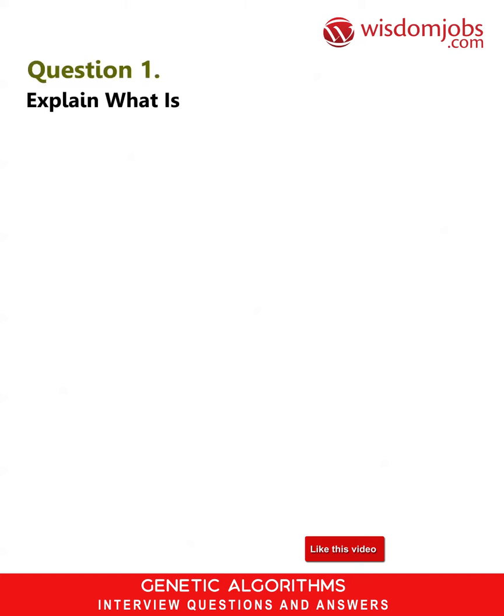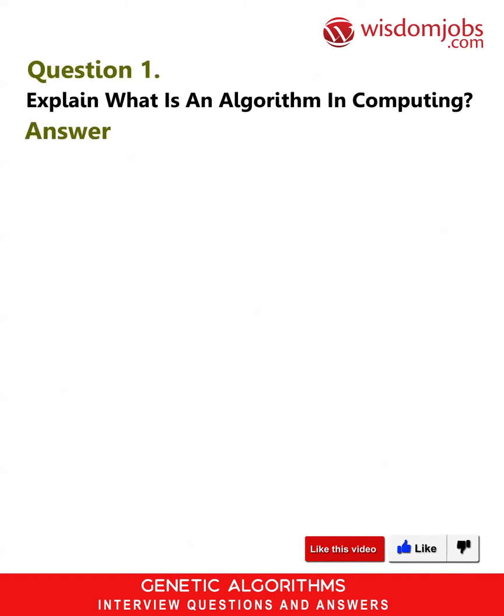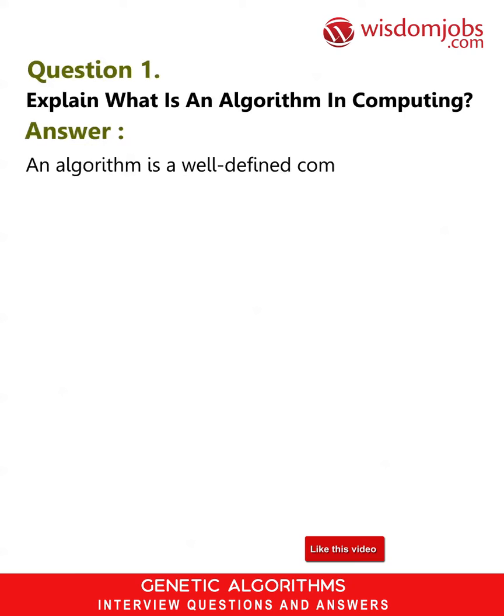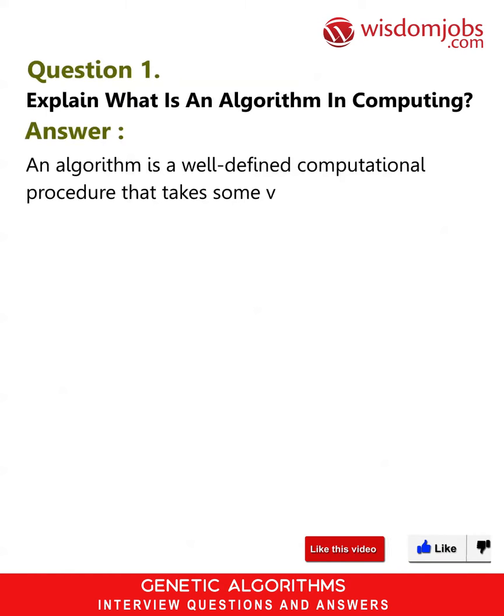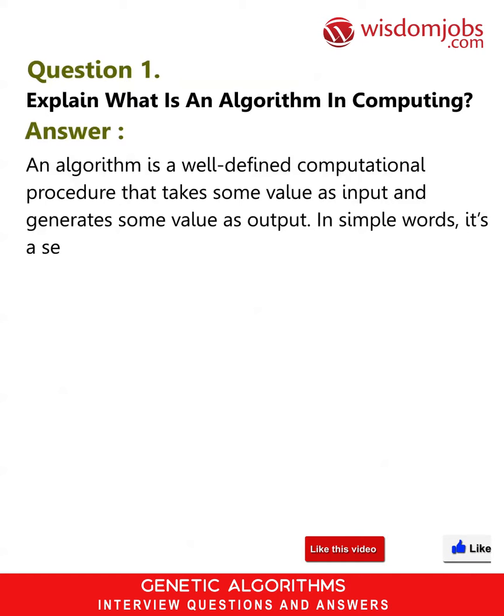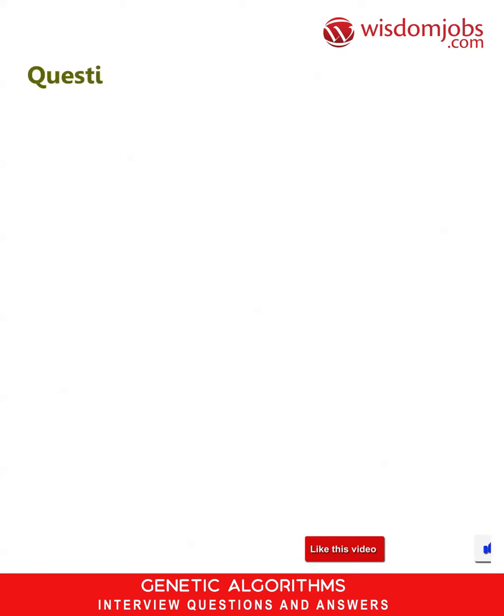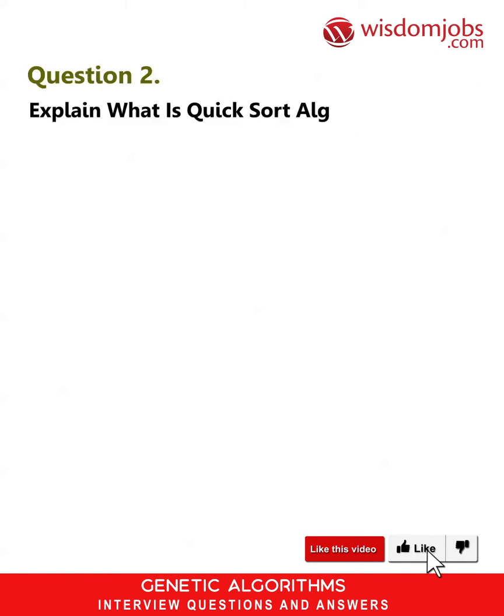1. Explain what is an algorithm in computing. Answer. An algorithm is a well-defined computational procedure that takes some value as input and generates some value as output. In simple words, it's a sequence of computational steps that converts input into the output. Question 2. Explain what is Quicksort algorithm.